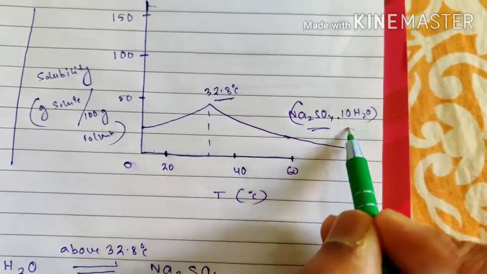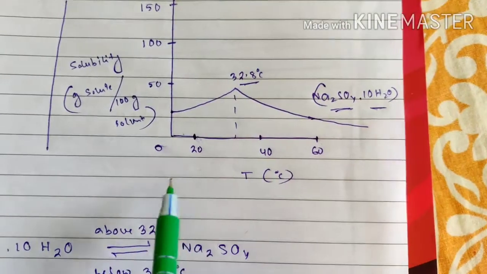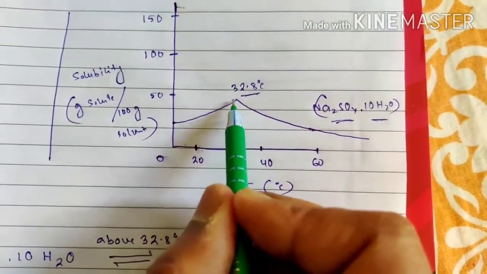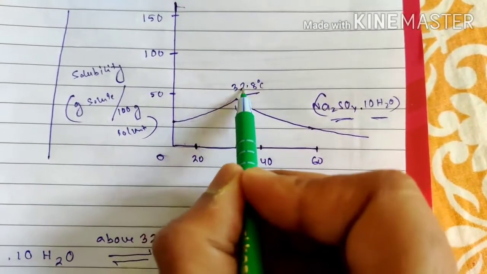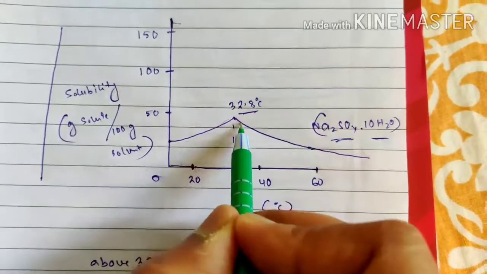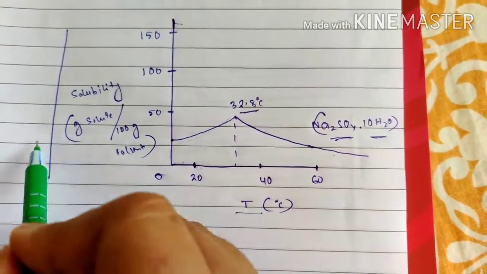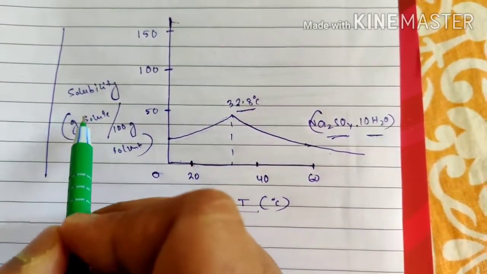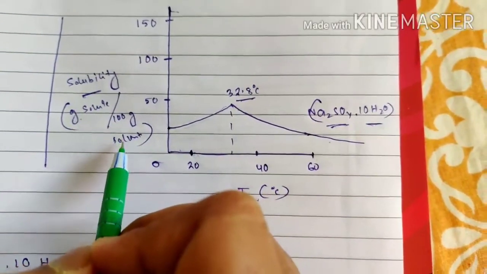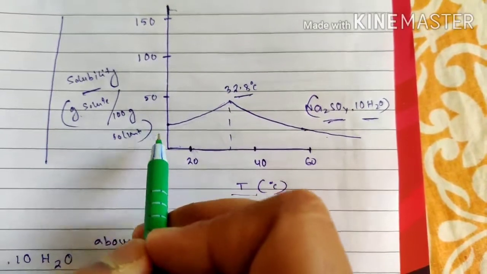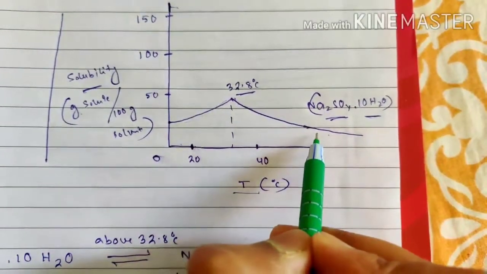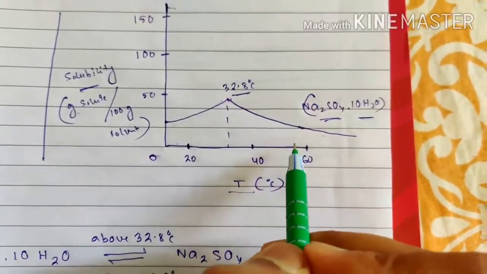Sodium sulfate, obviously with 10 molecules of water. With the increase in temperature, initially the solubility rises. Then at this temperature, 32.8 degrees Celsius, what happens? Beyond this temperature, the solubility decreases. Here on this axis, we are putting the solubility, that means grams of solute per 100 grams of solvent. So beyond 32.8 degrees Celsius, the solubility decreases. So this is a very special case.